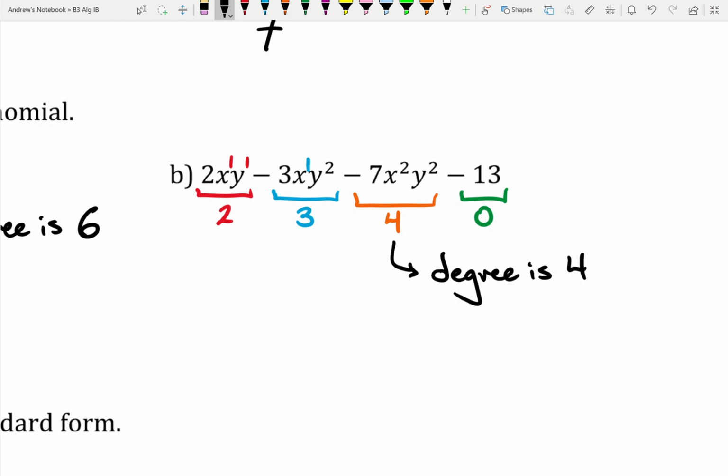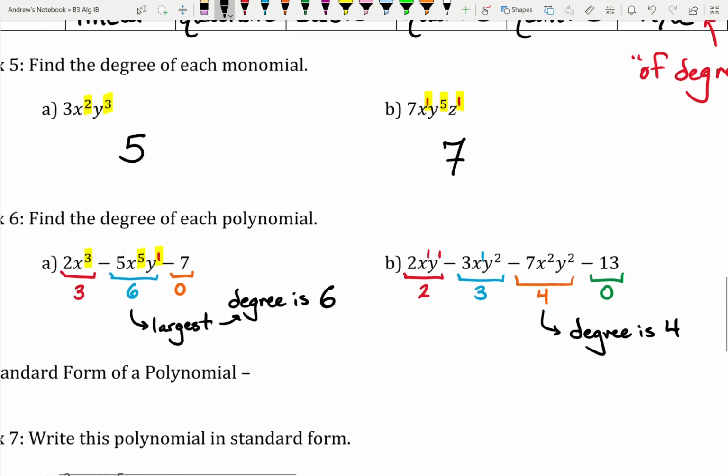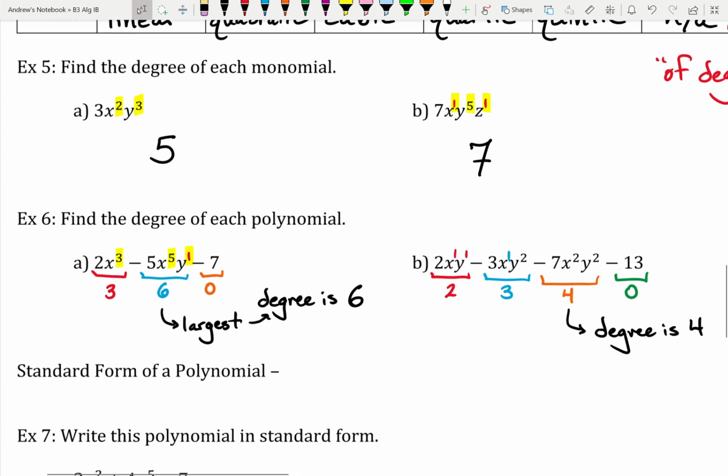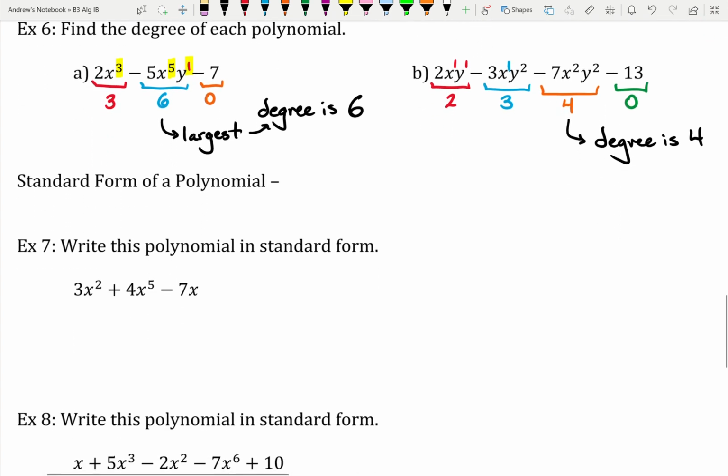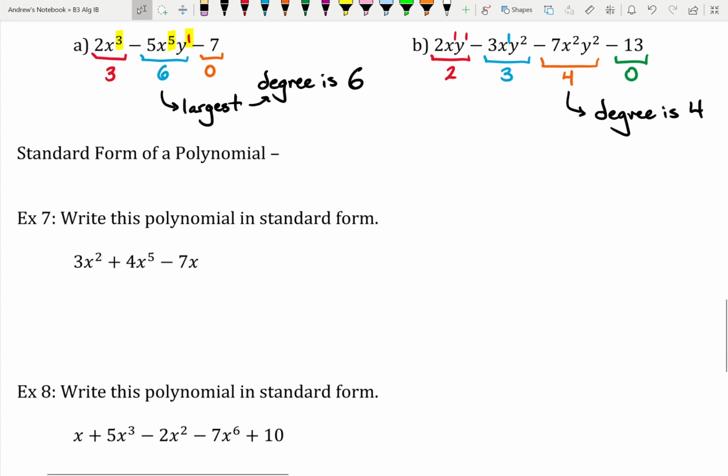That's all there is to it, right? So when we're doing polynomials, a whole kit and caboodle of them, we're doing the same thing we did for monomials. Just add up the individual pieces, but then we've got to find the biggest one and take that as our overall degree. That's all that really means. We're almost there, right? We've got the standard form of a polynomial, and then we're done.